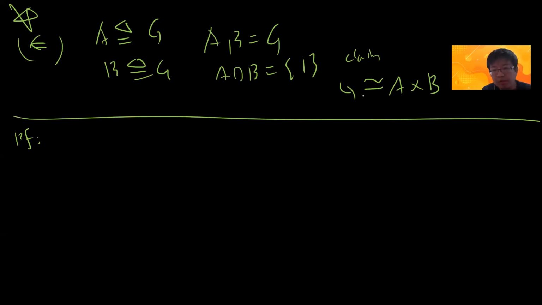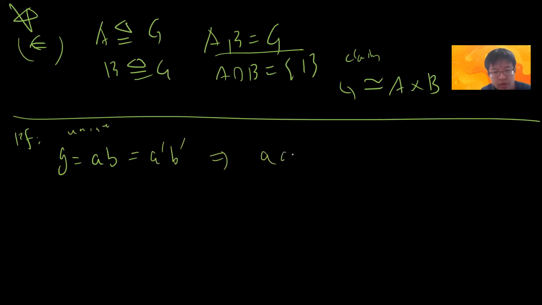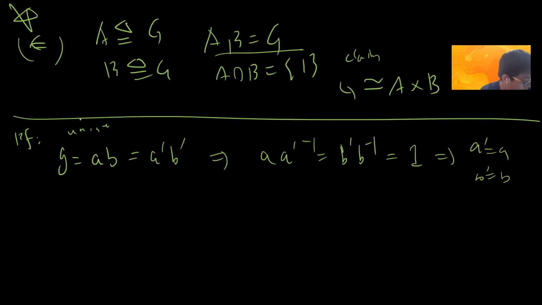Since G is AB, any g can be written as ab. Let's first show that this is unique. Suppose it's a'b', then you get a' inverse a equals b' b inverse. This side is in A, this side is in B, but their intersection is only the identity. So by this, you know that a' is a and b' is b. So actually the way of writing is unique.